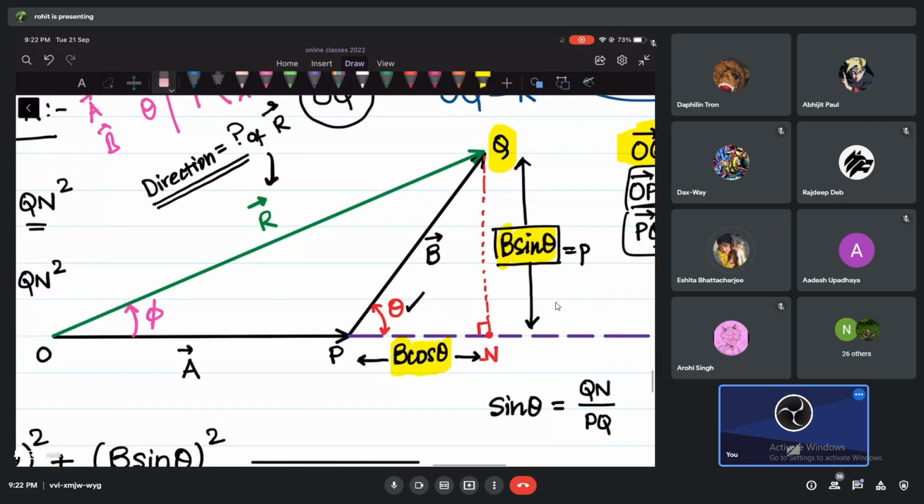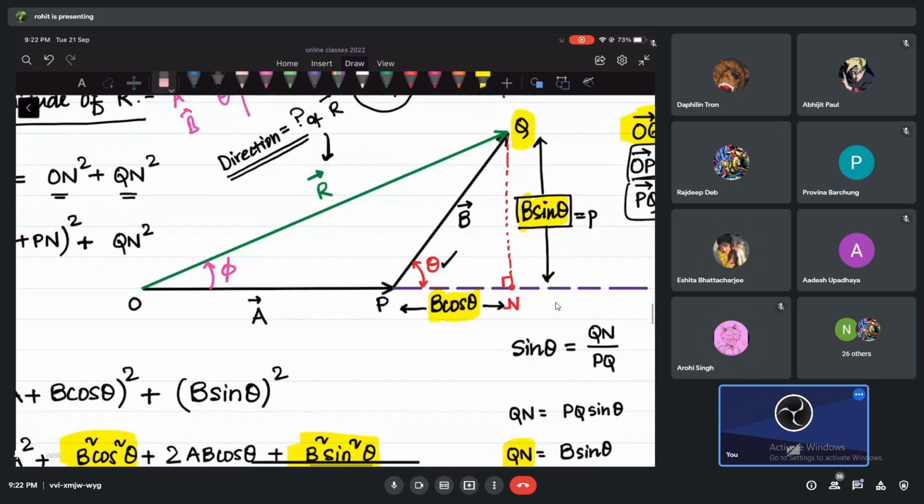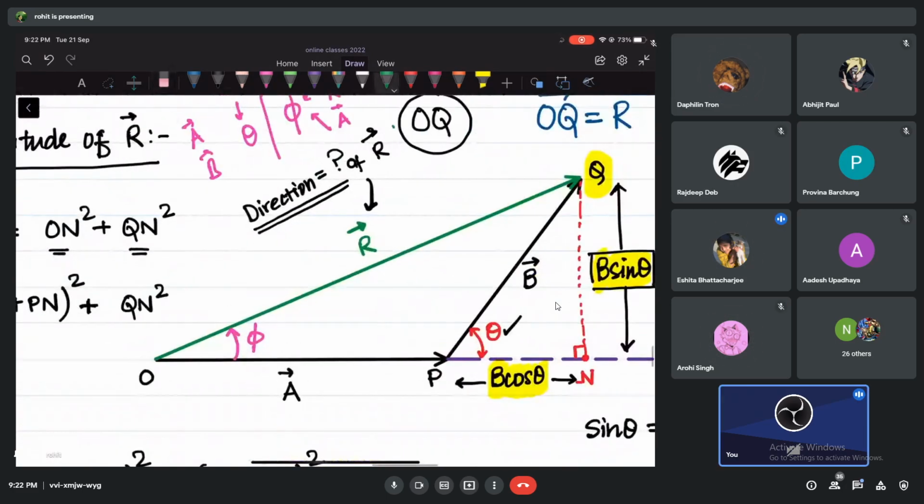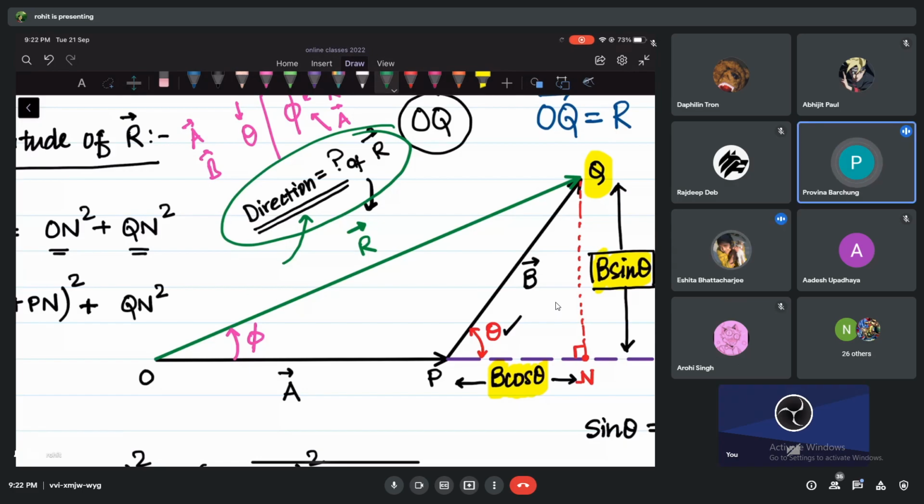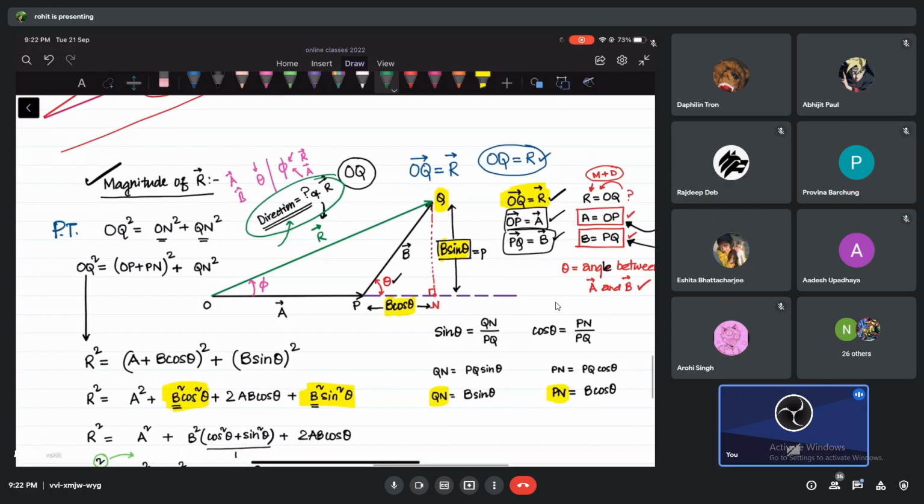Are you clear? Okay, so what we are going to do now is calculate phi. Calculating phi means knowing the direction of R vector. Okay, so I think I can proceed.